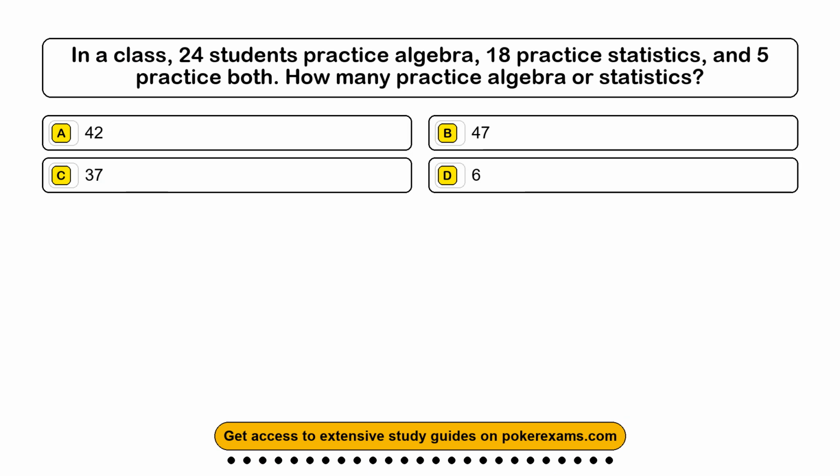Question 24. In a class, 24 students practice algebra, 18 practice statistics, and 5 practice both. How many practice algebra or statistics? Option A, 42. Option B, 47. Option C, 37. Option D, 6.